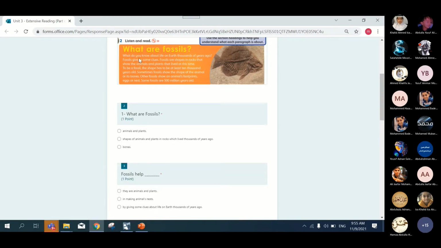What are fossils? What do you know about life on Earth thousands of years ago? Fossils give us some clues. Fossils are shapes in rocks that show the animals and the plants that lived at this time. To be a fossil, the shape has to be at least 10,000 years old. Sometimes fossils show the shape of the animal or its bones. Other fossils show an animal's footprints, eggs, or nests. Some fossils are 500 million years old. Amazing.